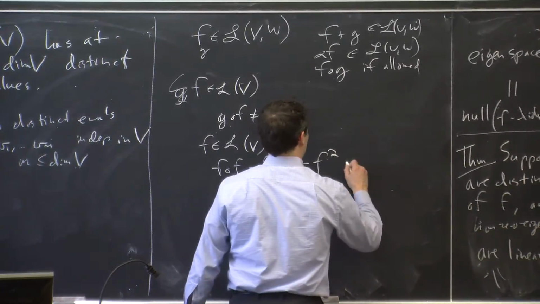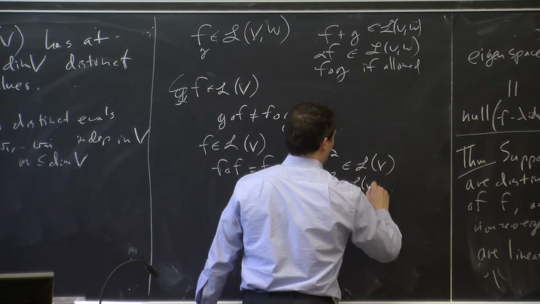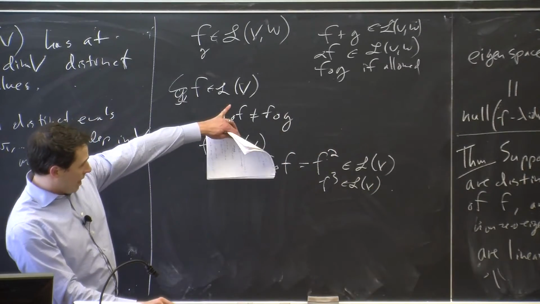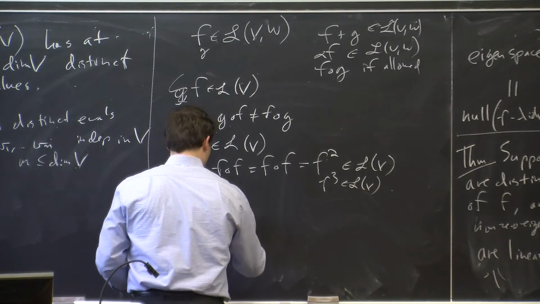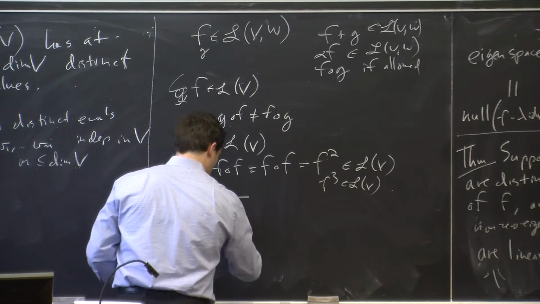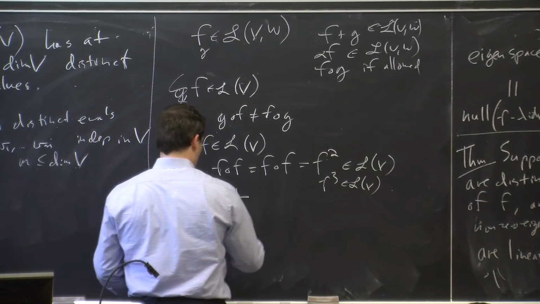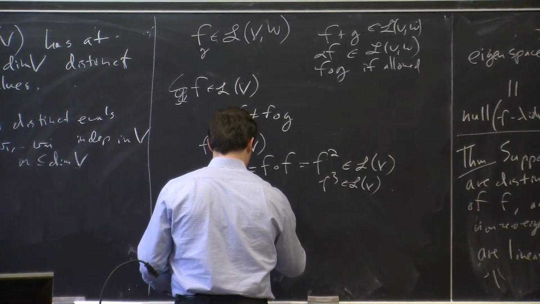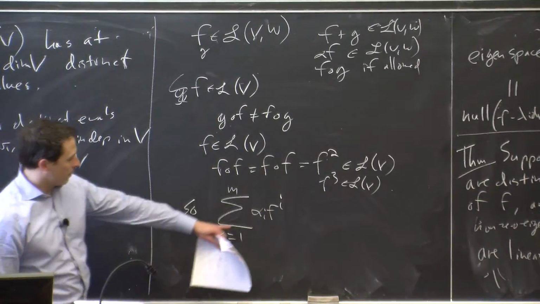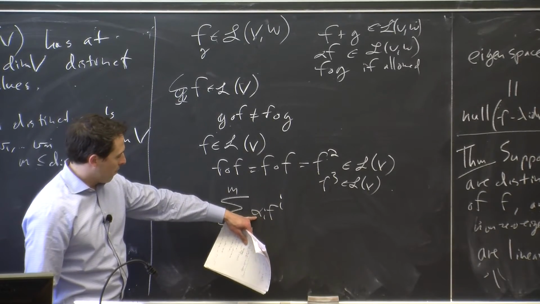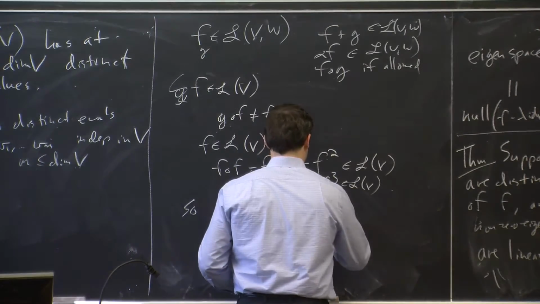And similarly, F squared is in L(V), F cubed is in L(V), and so on for any power of F. We're also allowed to add and scalar multiply. So that means that given any linear combination, the sum from i equals 1 up to m of alpha_i f to the i. Right? It's just some power of f, some scalar multiple of that. That's still a linear transformation, and the sum of those is still a linear transformation. So that defines a linear transformation in L(V).